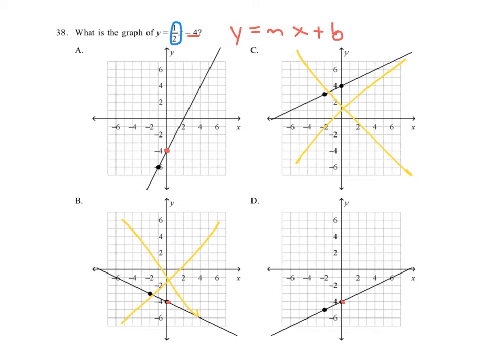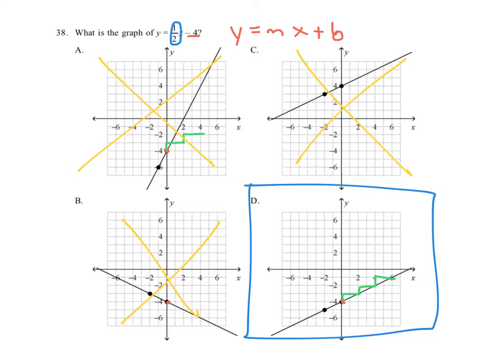Now we need to look for the graph that has a slope of 1/2, where from a point that's already on the line, the point crossing the y-axis, we rise 1, run 2. If I rise 1, run 2 like that, I'm not staying on the line. Down here at D, rise 1, run 2, yep, back on the line. Rise 1, run 2, back on the line. D is our answer. A has a slope of 2, not a slope of 1/2. So we have an answer of D.